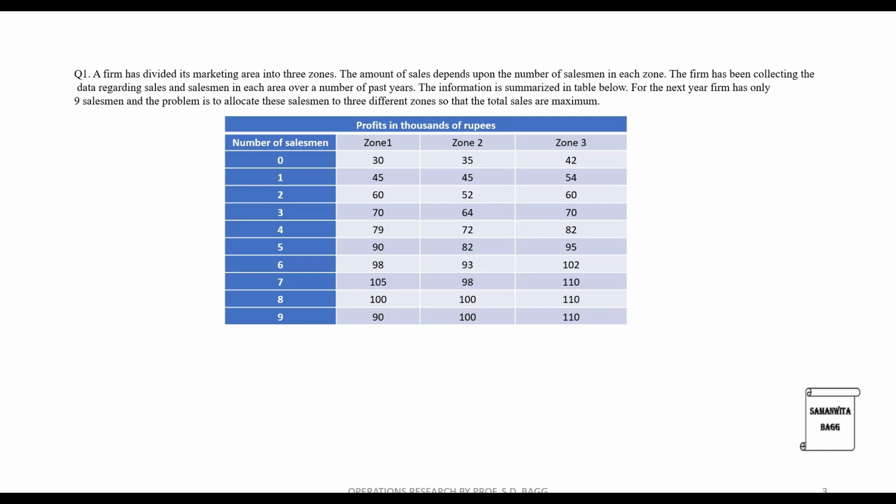A firm has divided its marketing area into 3 zones. The amount of sales depends upon the number of salesmen in each zone. The firm has been collecting the data regarding sales and salesmen in each area over a number of past years. The information is summarized in the table below. For the next year, the firm has only 9 salesmen and the problem is to allocate these salesmen to 3 different zones so that the total sales are maximum.